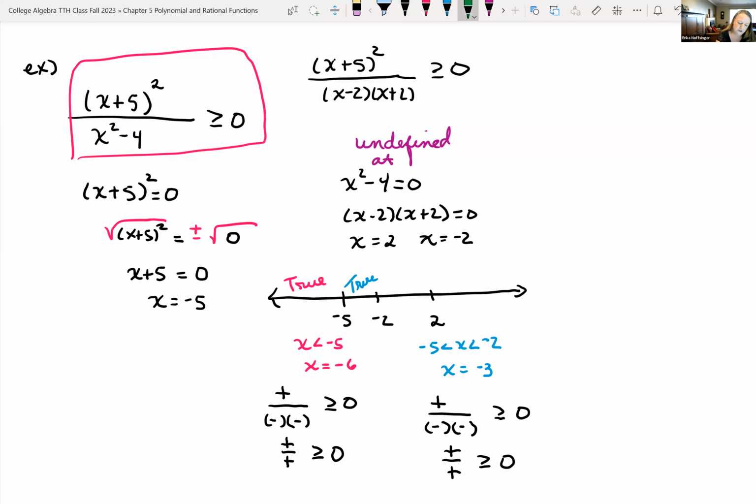Choose a number between negative 2 and 2. So I see x equals 0 works. So 0 plus 5, quantity squared, is positive, all over 0 minus 2 is negative, and 0 plus 2 is positive. Is that greater than or equal to 0? No, a positive divided by a negative is not greater than or equal to 0, so this is false.